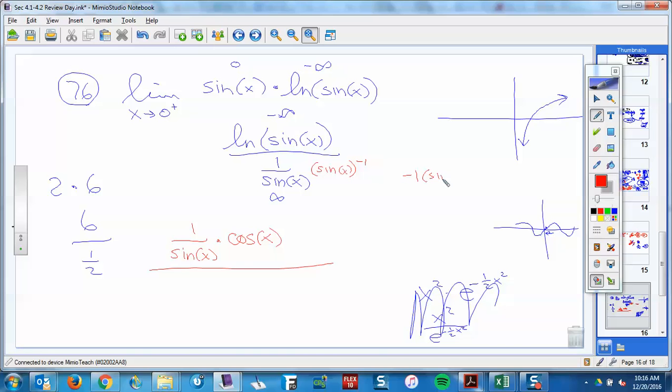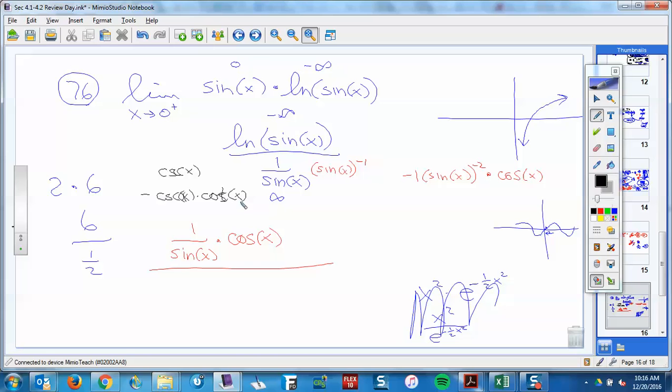-1, sign left alone, to the -2, times the derivative of the inside, which is cosine. Now, again, somebody else, let me change colors here. Somebody else called the bottom cosecant, which is 1 over sine, right? Let's see. Derivative of cosecant is negative cosecant times cotangent.